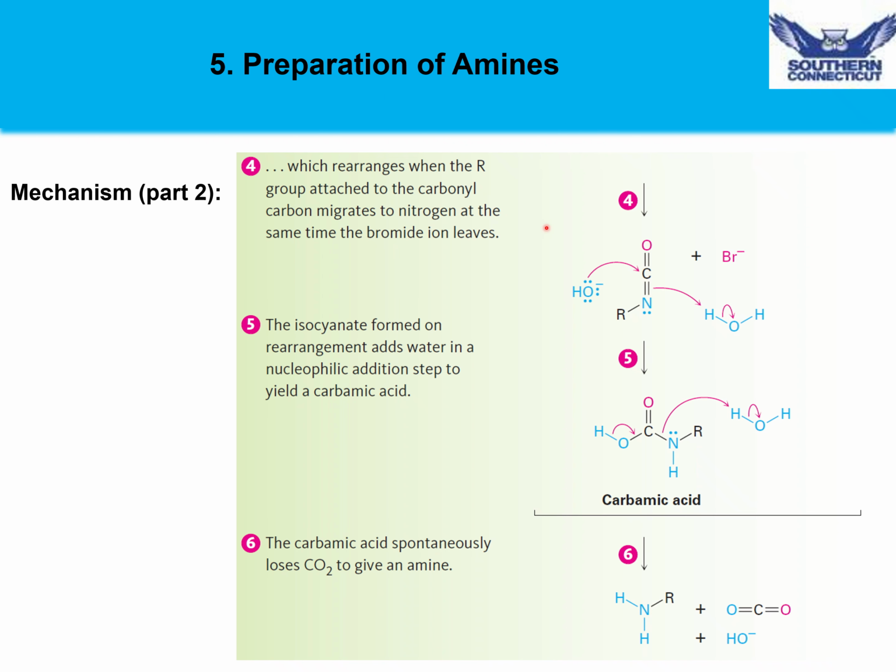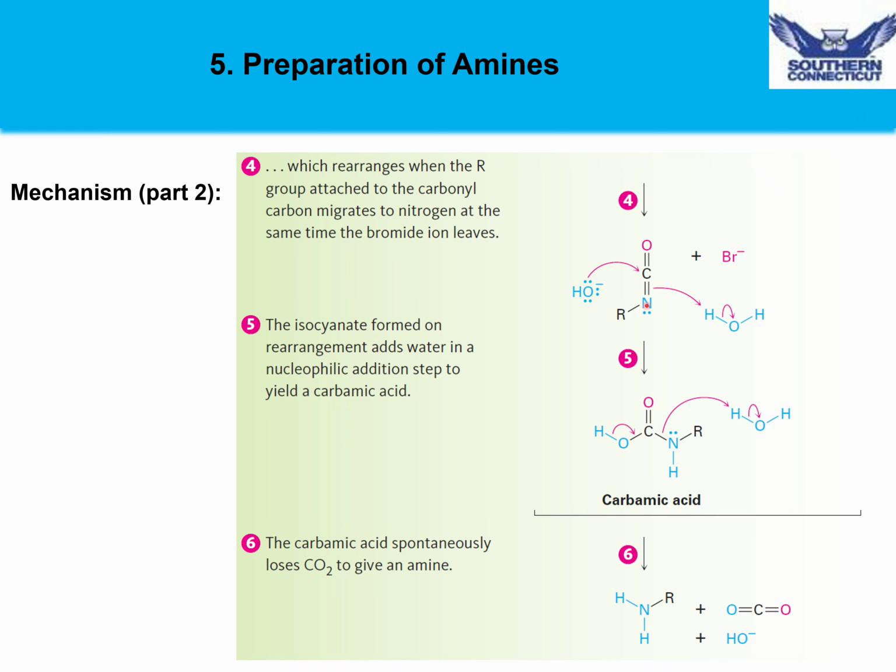In the second part of the mechanism of the Hofmann rearrangement, after the alkyl group migrates from the carbon of the carbonyl to the nitrogen of the amide, we end up with this intermediate called an isocyanate, where we have a carbon that is double bonded to an oxygen on one side and double bonded to a nitrogen on the other side.